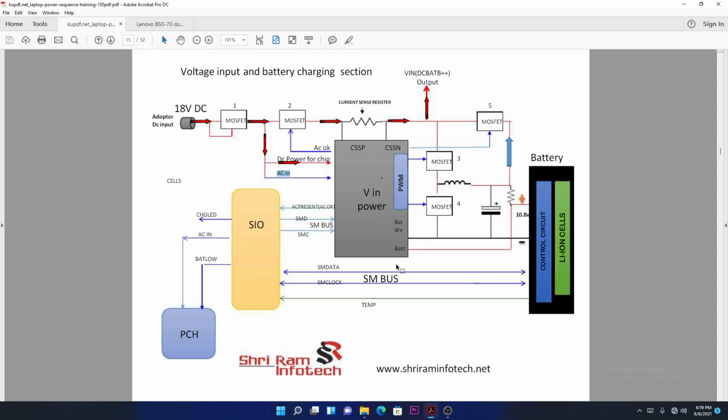These are all the things that you should keep in mind. The charging chip is so important, and the charging chip controls the MOSFETs through the upper gate and the lower gate. And it is capable of charging the battery.